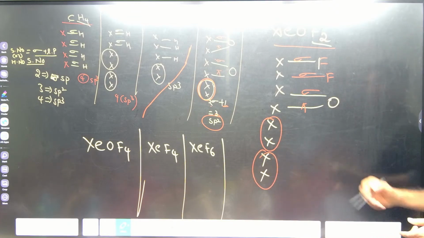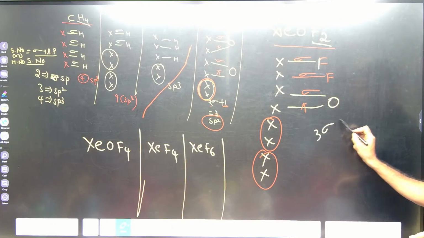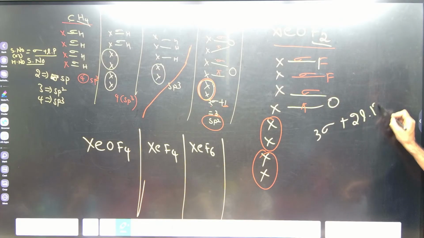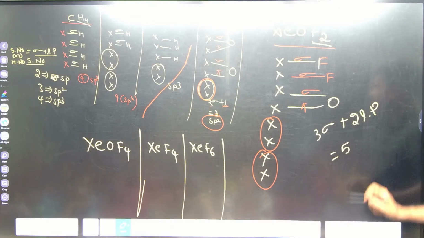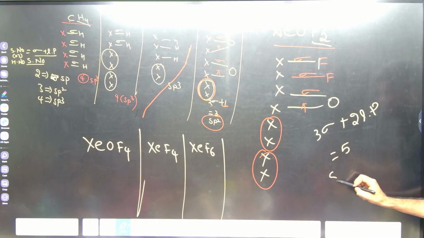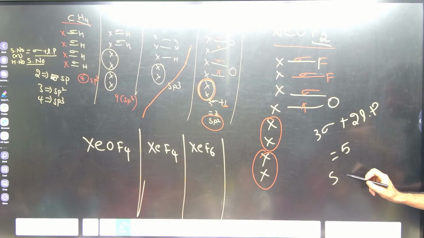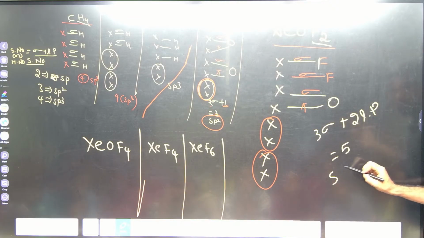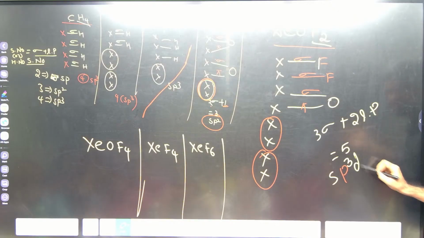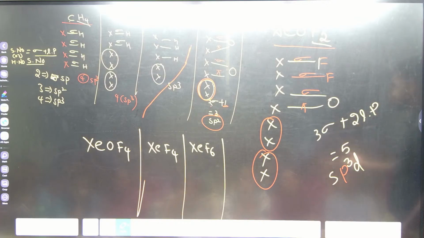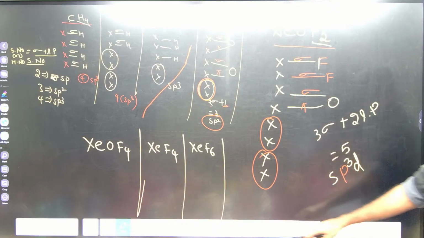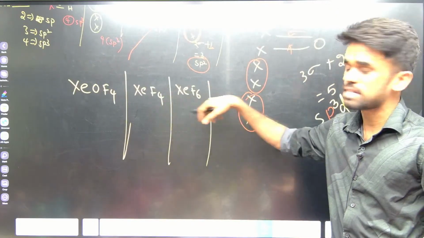So what we got? 3 sigma bonds plus 2 lone pairs. So totally how much? 5. So 5 means, if it is only 1, you should say s. If it is 2, you should say sp. If it is 3, you should say sp2. 4, sp3. 5, sp3d. Okay, so take these examples and you can try.